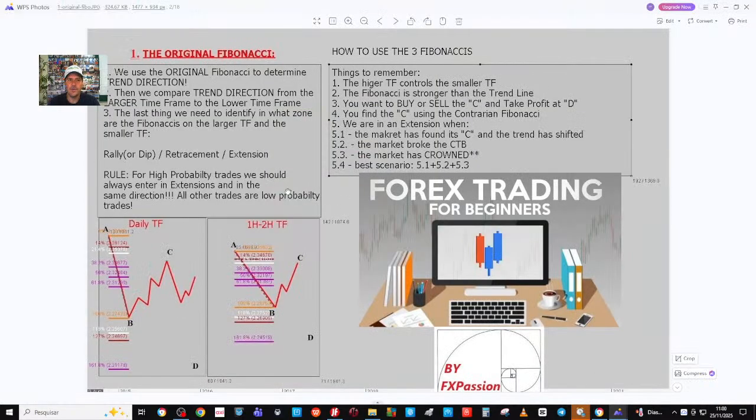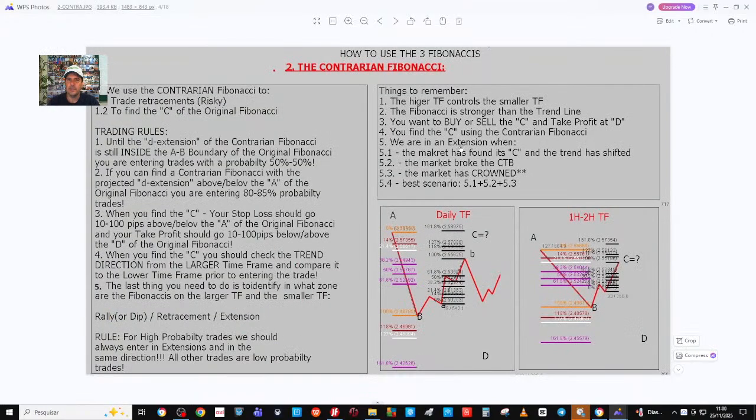Then we compare the trend direction from the larger time frame to the lower time frame. Number three, the last thing we need to identify is in what zone the Fibonacci's are on the larger time frame and the smaller time frame. So we are comparing the three Fibonacci's, and now how to use the three Fibonacci's.